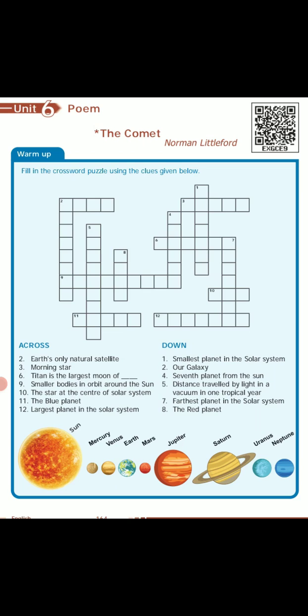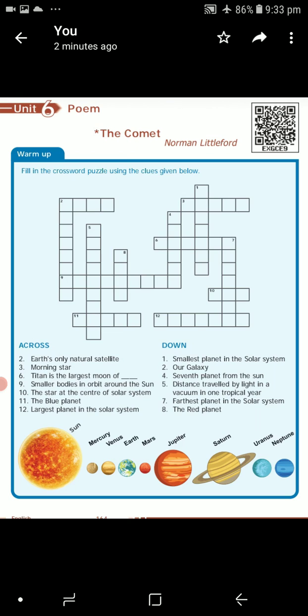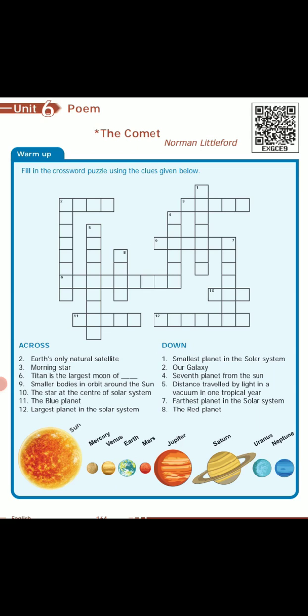Distance travelled by light in a vacuum in one tropical year. Fifth one, light year. That is light year. Seventh, farthest planet in the solar system. Can you say? Which is the farthest planet? Yes, Neptune is the farthest planet. Then the last question is the red planet. Which is the red planet? Mars is the red planet.